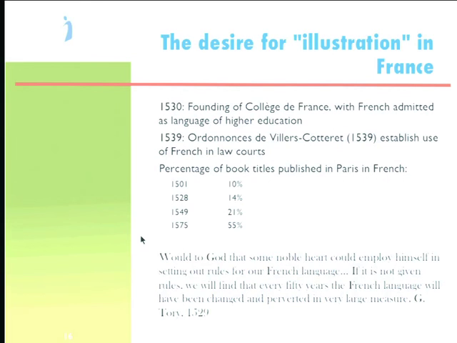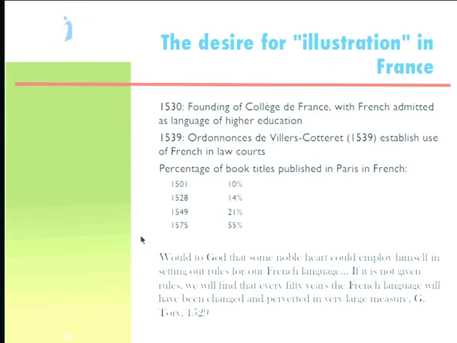The problem being, as we'll see in English as well, that people then say, well, French is fine, but we don't have the right words. It's all unruled. It doesn't have structure and order. It's changing too fast. What's going to keep it fixed? Gilles Corrozet, a French grammarian, I think it's 1529, writes, would to God that some noble heart could employ himself in setting out rules for our French language so that it doesn't change and become incomprehensible in a few years.